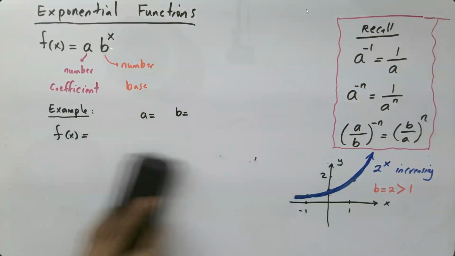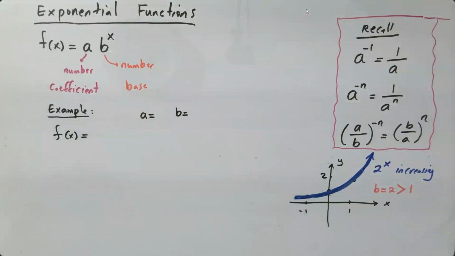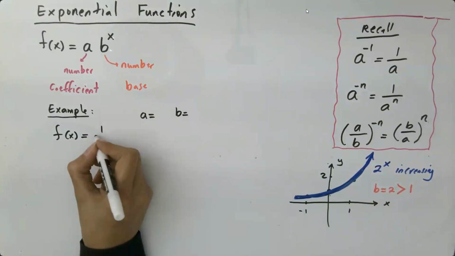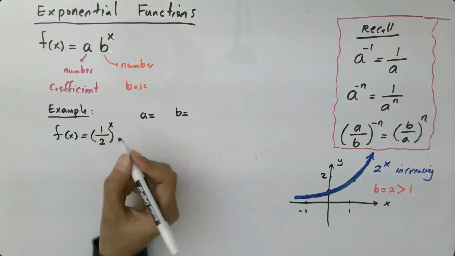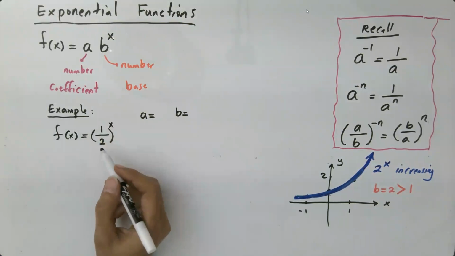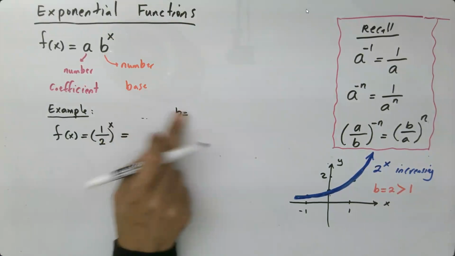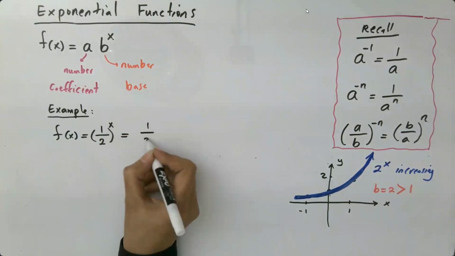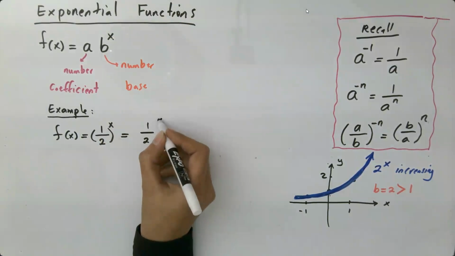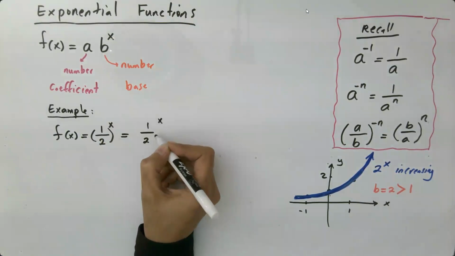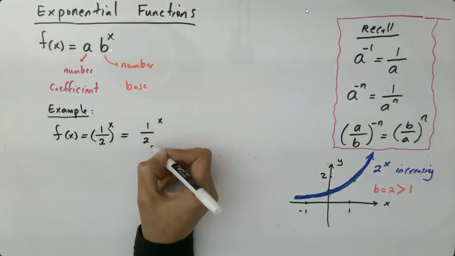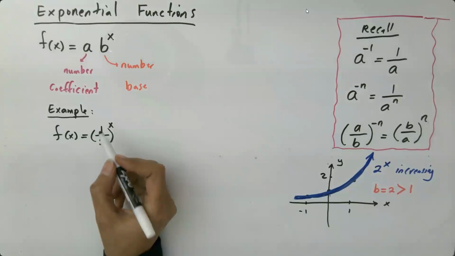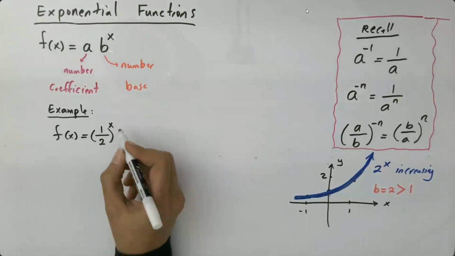Now take a look at this function. Here you have a half to the x. Sometimes they do not use parentheses. They just write it as a half to the power x. But if you see something like this, it doesn't make sense. Put that in parentheses. A half to the x.